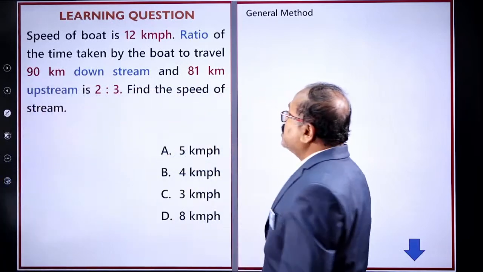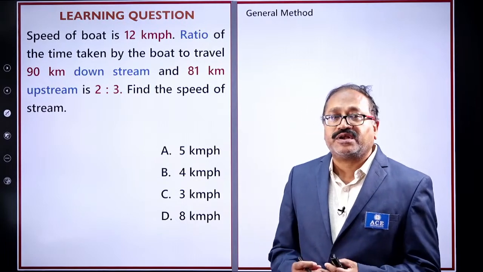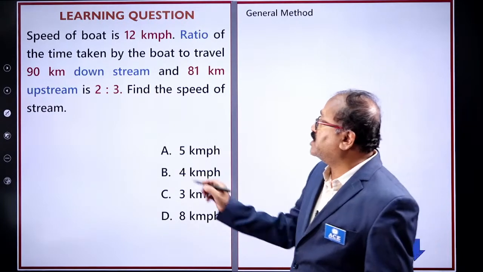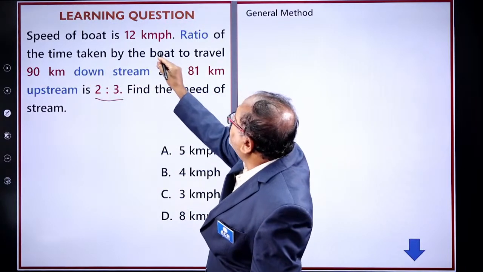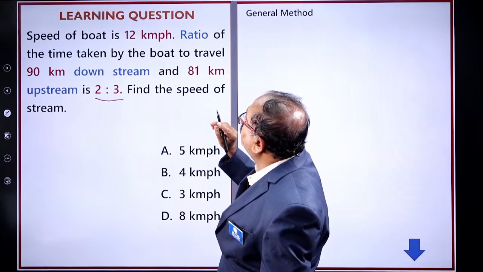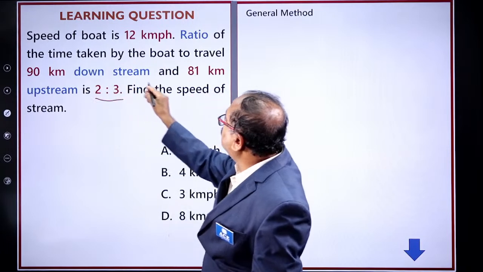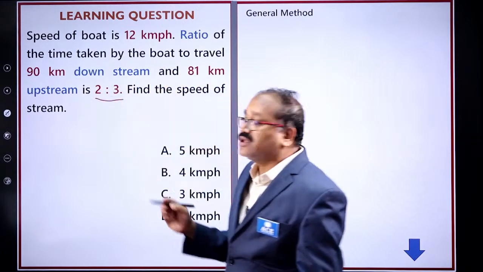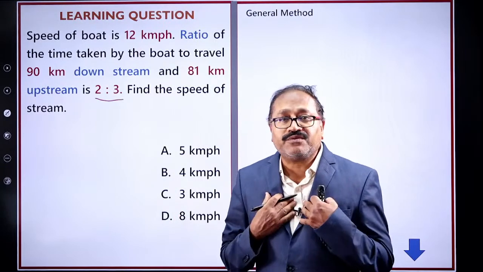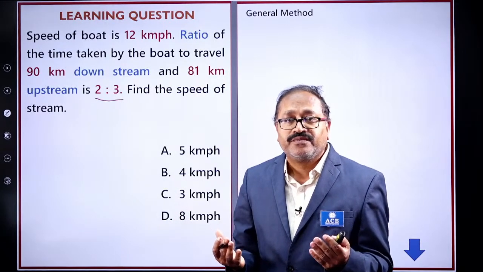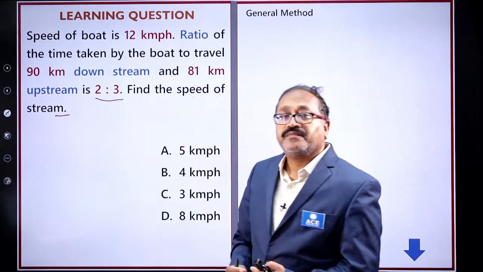What if the time is not the same? You are always prepared for the time being the same, so you are applying the shortcut over here. But what if the question comes this way? The speed of the boat is 12 km per hour. The ratio of the time taken by the boat to travel 90 km downstream and 81 km upstream is 2:3. The time is not equal here, so we have to get ready for this situation also. Then the question is, find out the speed of the stream.